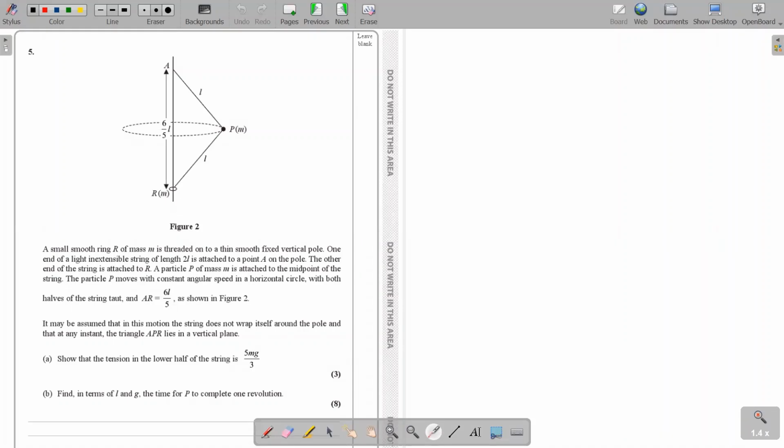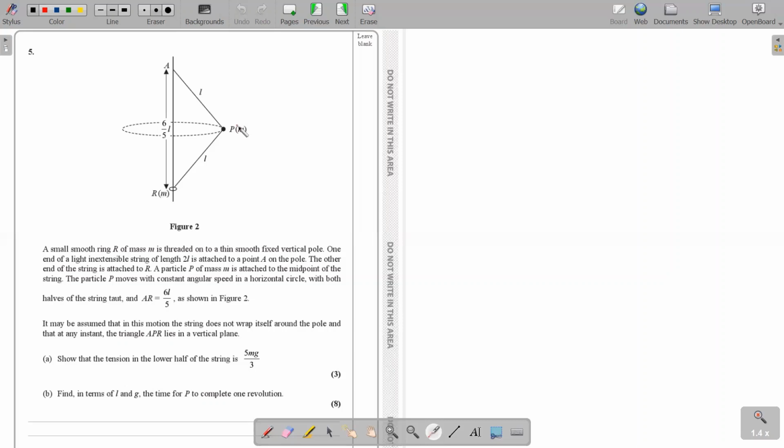Okay, moving on to question number 5. They say a small smooth ring of mass m is threaded onto a thin smooth fixed vertical pole. One end of a light inextensible string of length 2L is attached to point A on the pole. The other end of the string is attached to point R. A particle P of mass m is attached to the midpoint of the string. The particle P moves with a constant angular speed in a horizontal circle with both halves of the string taut, and AR equals 6L/5 as shown in figure 2.